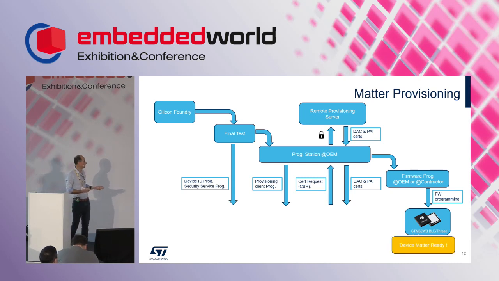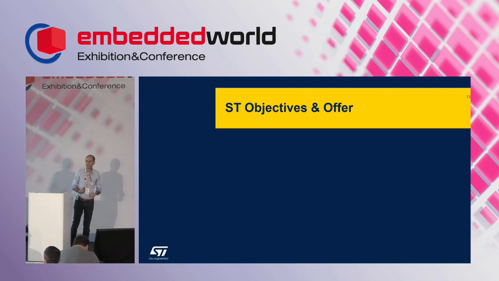That's the conclusion. So what is ST positioning with this new standard, with this new service? Because what is different here is that up to now, companies like ST were delivering chips, embedded software, programming tools. I would say that everything was centered around the silicon device. Now, what we bring on top of this is service. Because in Matter, it's mandatory to have the device provisioned with these two certificates. So what ST wants to do is to offer an additional service to ease the life of the OEM maker thanks to this security service.